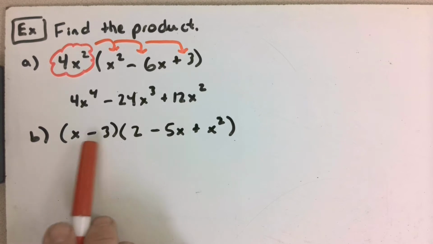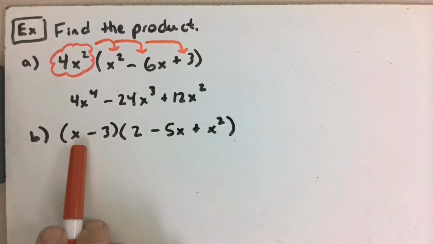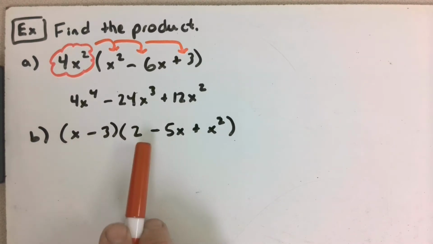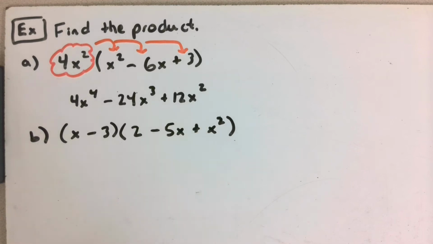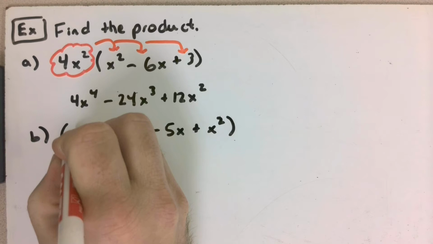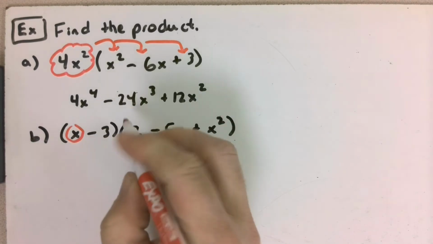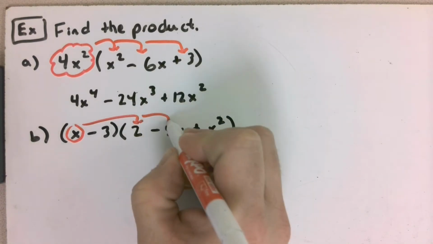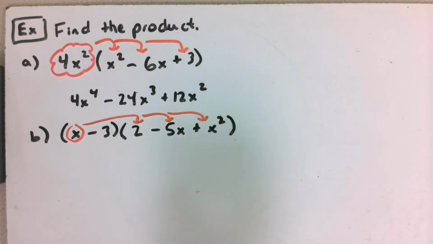So you're going to take each one of the terms inside the first set of parentheses and multiply those by each of the terms in the second set. So our first term in the parentheses here is an x. So I'm going to take that x and using the distributive property in my first step, I'm going to multiply by all three of the terms in the second set of parentheses.